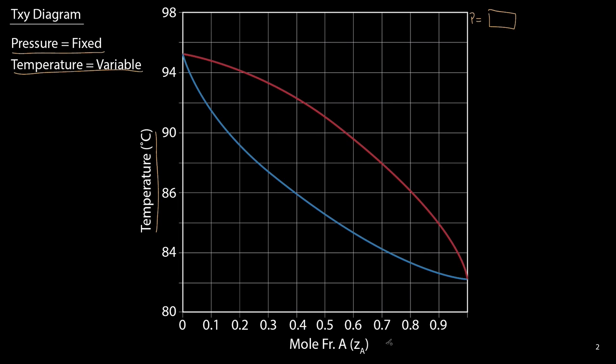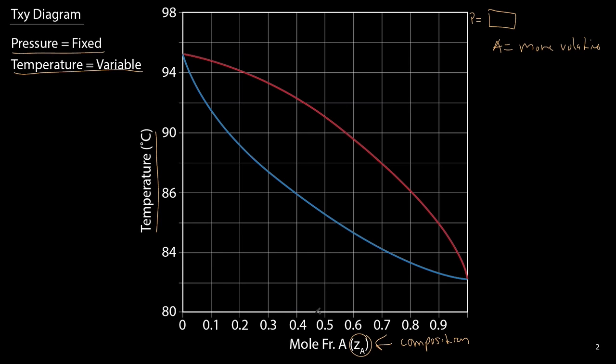Down here on the x-axis is the composition. I typically write TXY and PXY diagrams as a function of Z, which is the total composition of the system, the total molar composition. Component A is more volatile, so it is the component that is more likely to vaporize. And the reason we do that is just to standardize the way that the drawings are made.